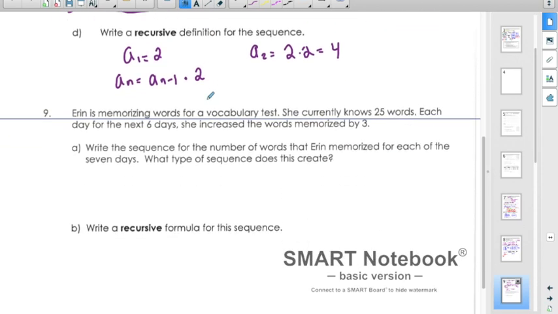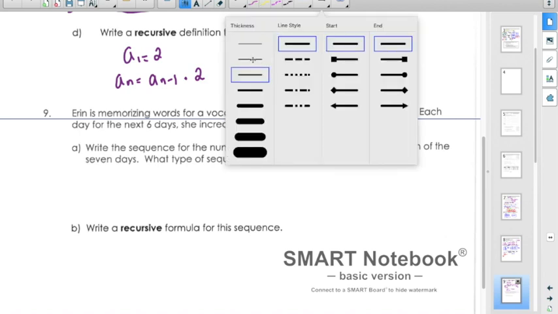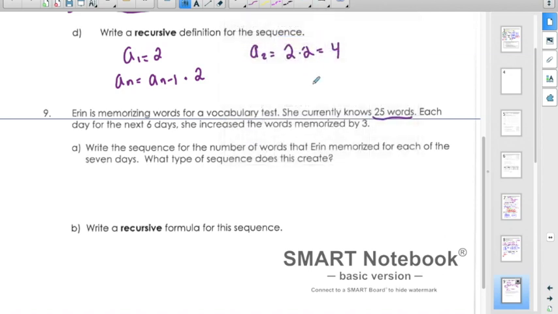Alright, number 9. Erin is memorizing words for a vocab test. She currently knows 25 words. Each day for the next 6 days, she increased the words memorized by 3. Okay, so a few keywords here. Increased and by 3. So every day she's increasing by 3, 3 words per day.